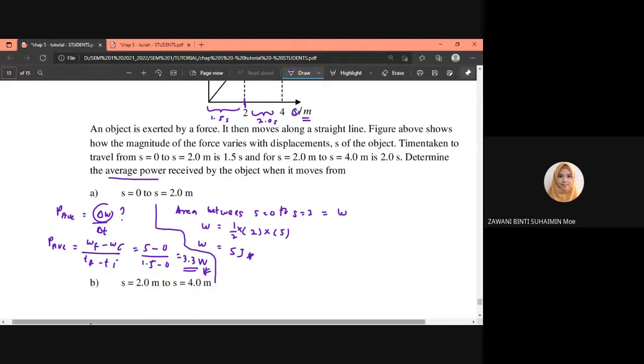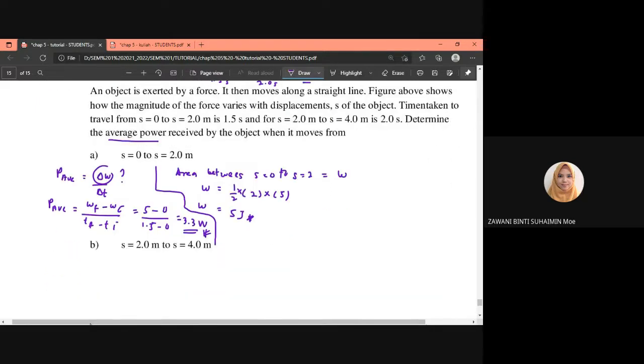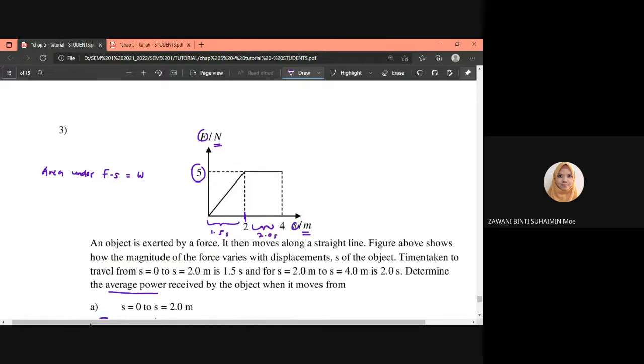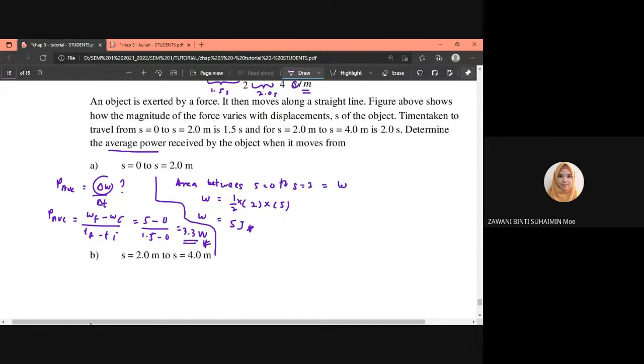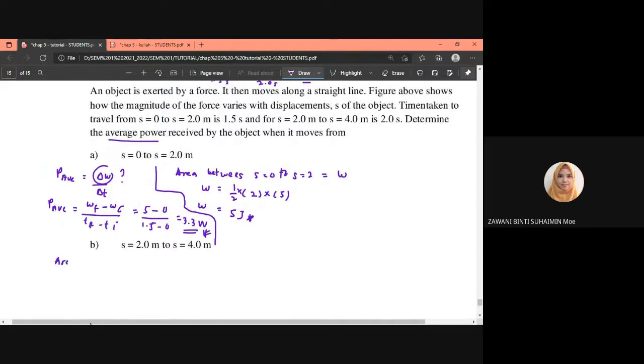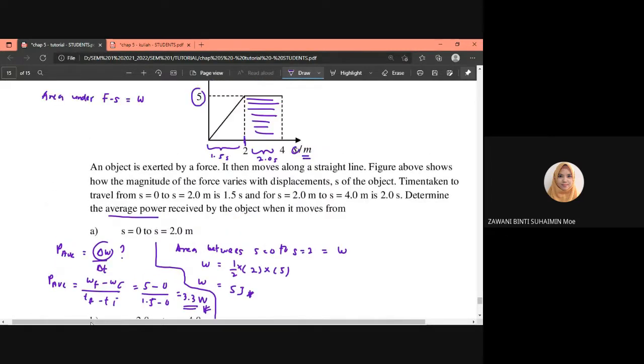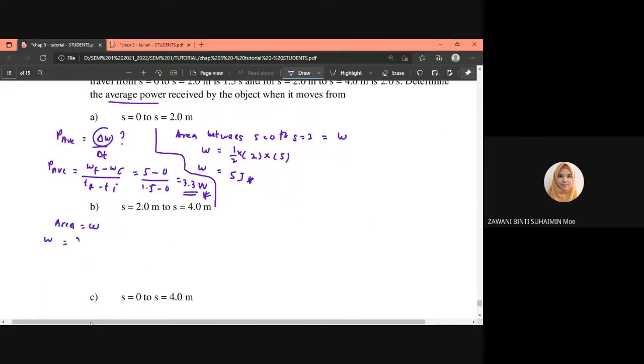Next dia minta pula di antara displacement S is equal to 2 dengan S is equal to 4. So we focus dekat situ je. Kita kira area ini, nanti kita akan dapat work done dulu. Area sama dengan work. Work it's equal to area dia rectangle, maksudnya 2 darab 5, bersamaan dengan 10 joules. So that is our work.